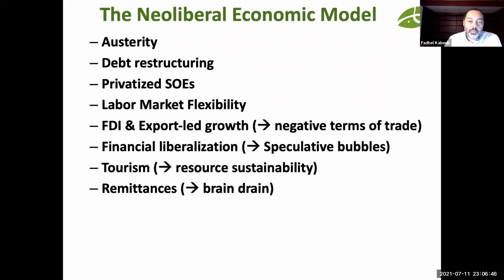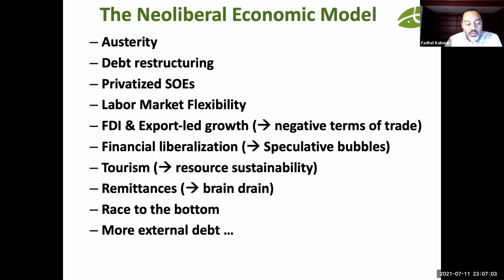Remittances. Many developing countries rely on remittances from their expats, sending money back home. That's not a long-term structural solution to what we're talking about here because of the substantial brain drain that most developing countries struggle with. So it's a constant race to the bottom that ultimately produces higher and higher levels of external debt.